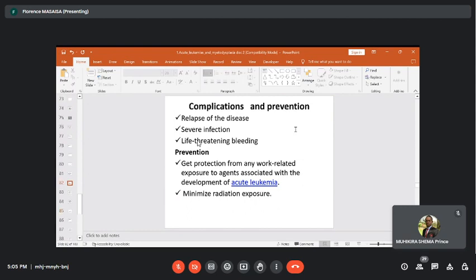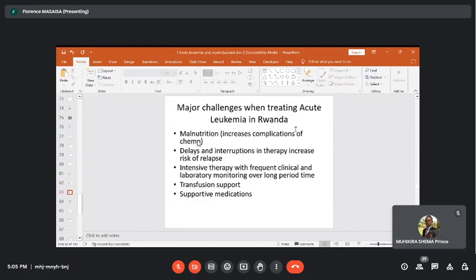Complications are the same: relapse, infection, and life-threatening events. And how do you prevent it? Not easy, but we have to minimize exposure to the risk factors as mentioned before.